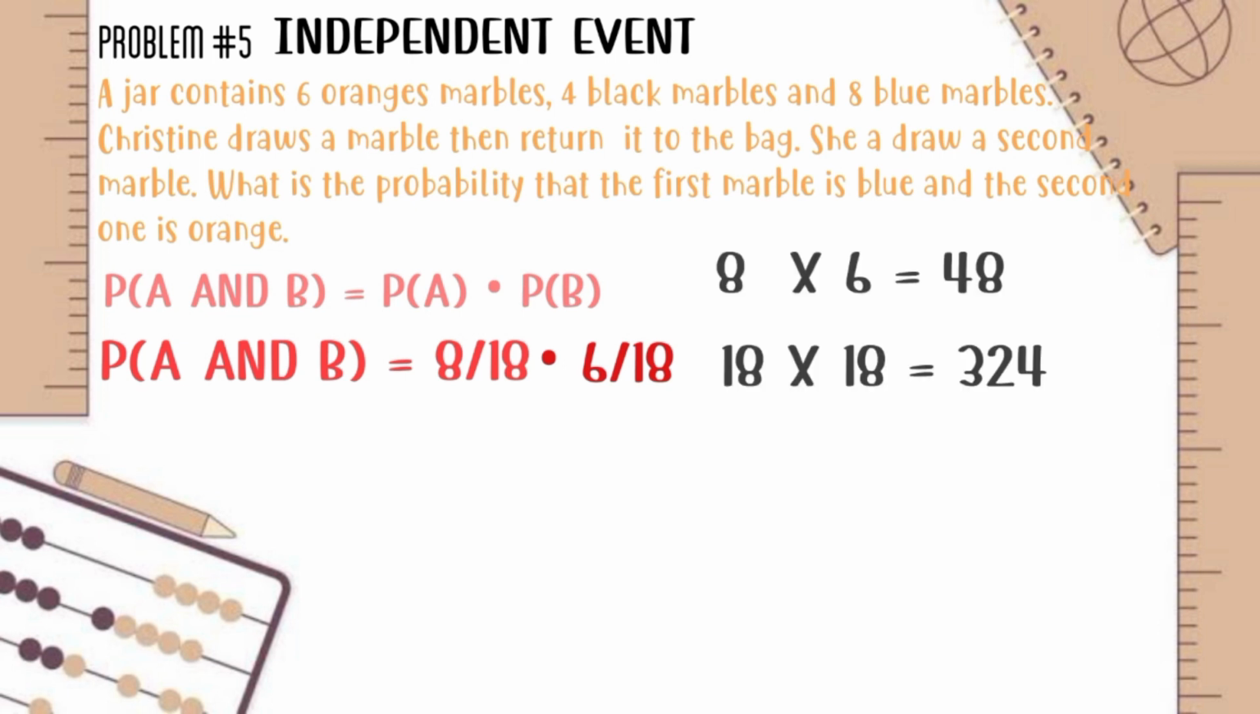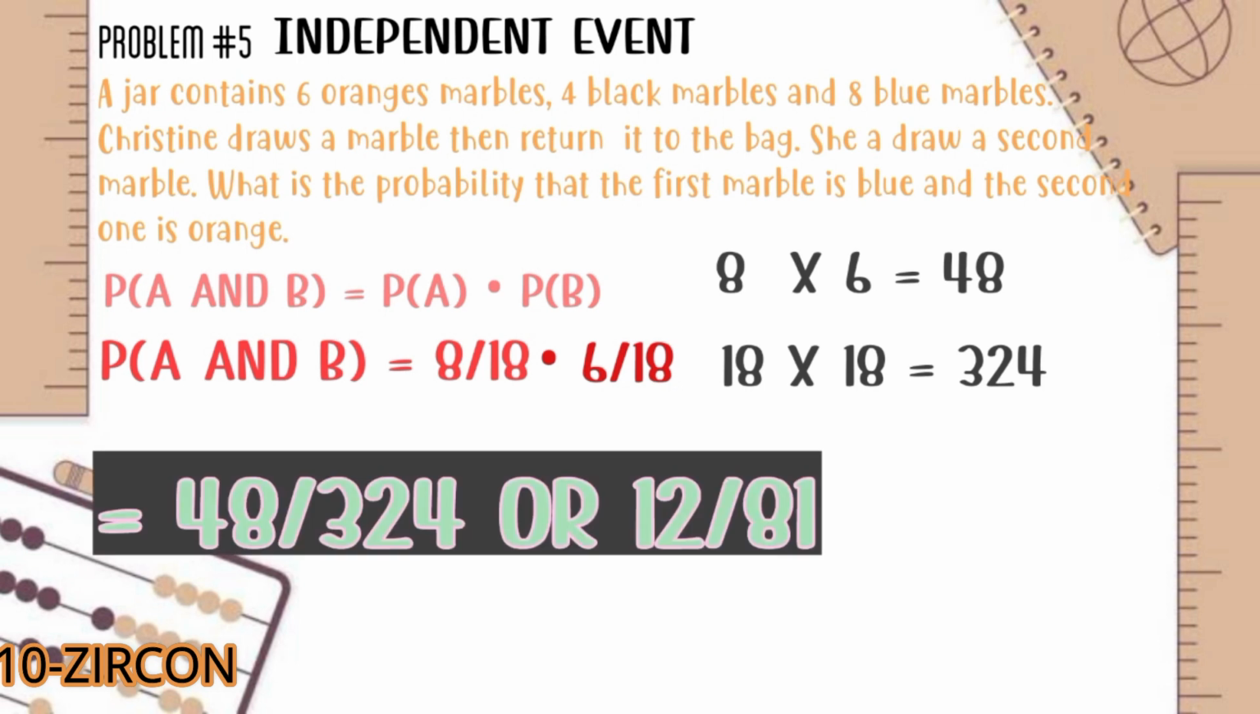Then, 8 times 6 is equal 48. 18 times 18 is equal 324. 48 over 324 ay pwede pa natin itong i-divide by 6. Kaya meron tayong 12 over 81. 12 dahil 48 divided 6 is equal 12. Then 324 divided 6 is equal 81. Kaya ang probability ng first and second marble ay 12 over 81.